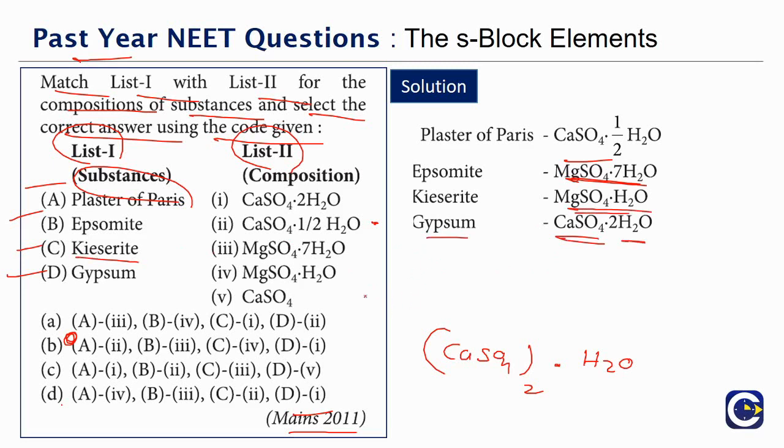So what is B, epsomite? Epsomite, B should be matched to 3, we can see. C, caesarite. Caesarite is matched to 4, MgSO4 dot H2O. D, gypsum. Gypsum is matched to 1, CaSO4 dot 2H2O. So what is the correct answer for this? It is option B.